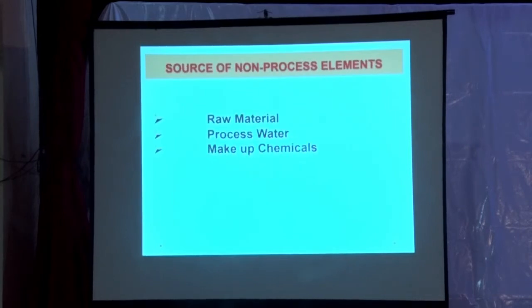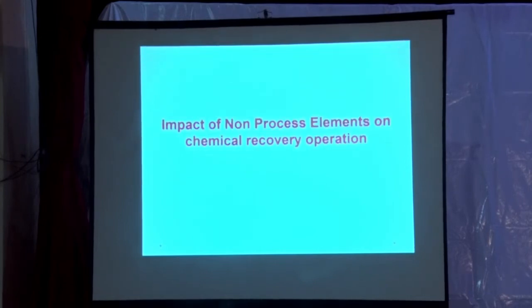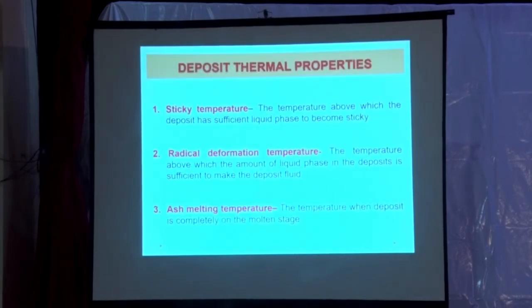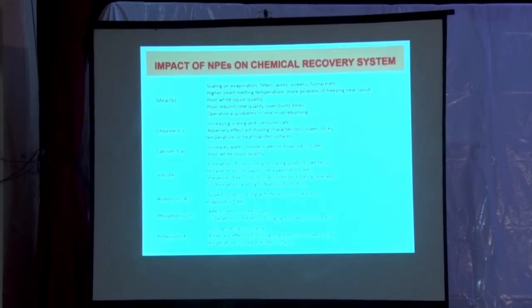Now, what are the sources of these non-process elements? It has been discussed at length in the last session also. The major culprit is raw material. In case of wood, about 60 to 70% comes from raw material. In case of agro, about 80 to 85% comes from raw material. And process water and chemicals are other inputs of the NPEs. Now, what is the impact? This has been discussed, I think by Ravi yesterday, that T0, T50, T70, T100.